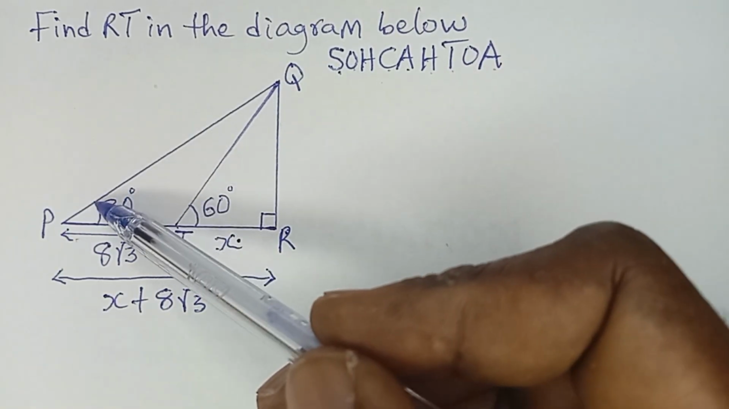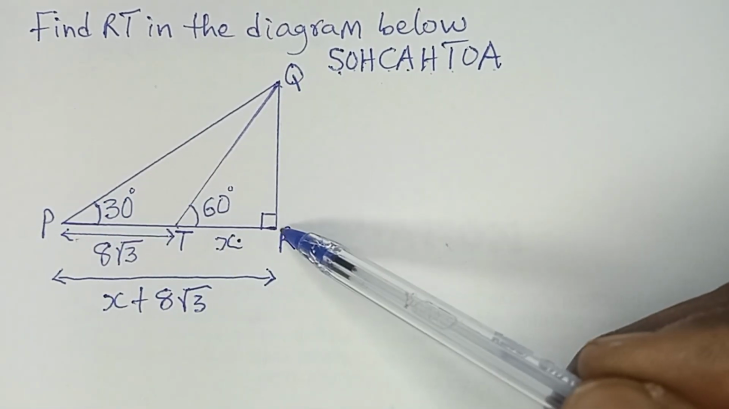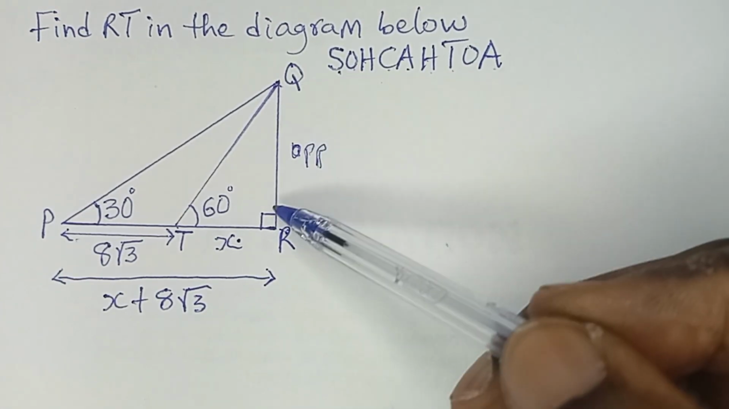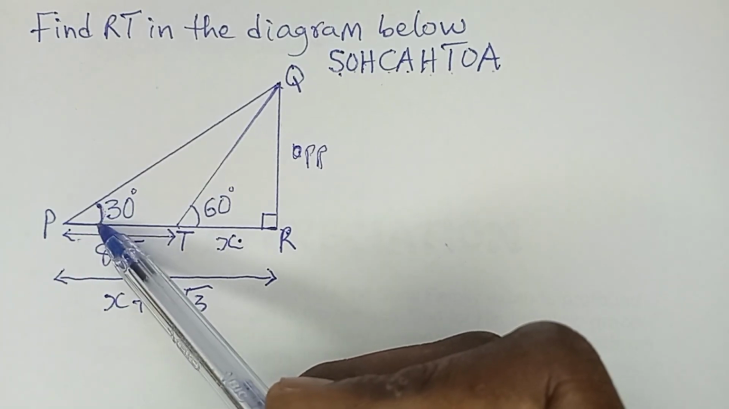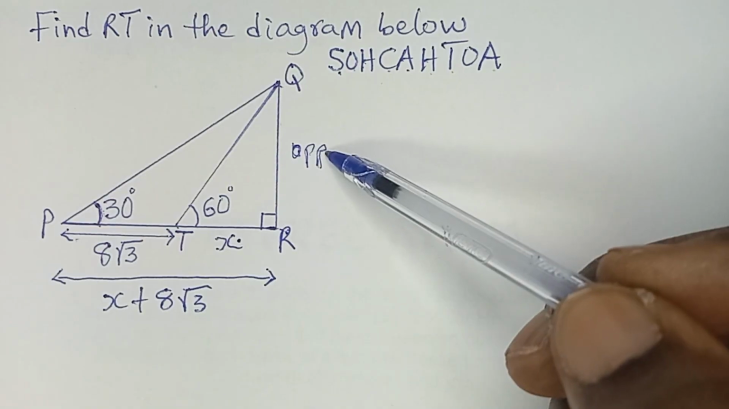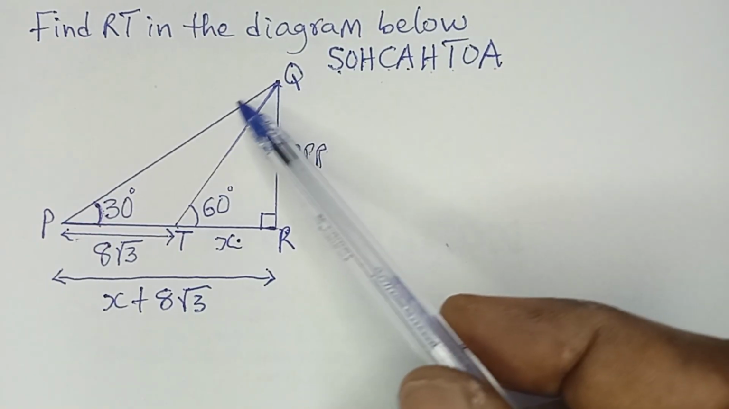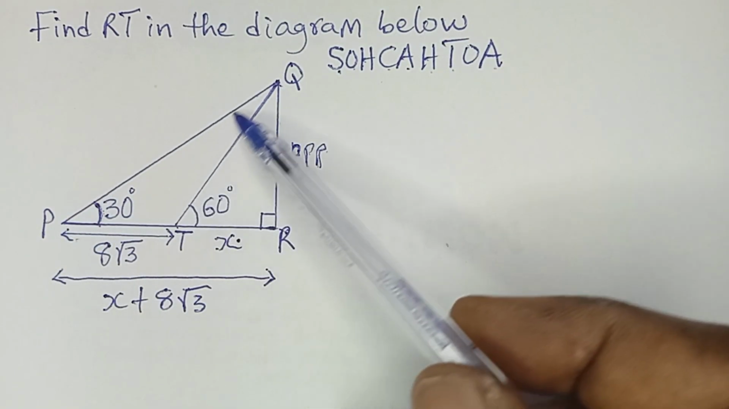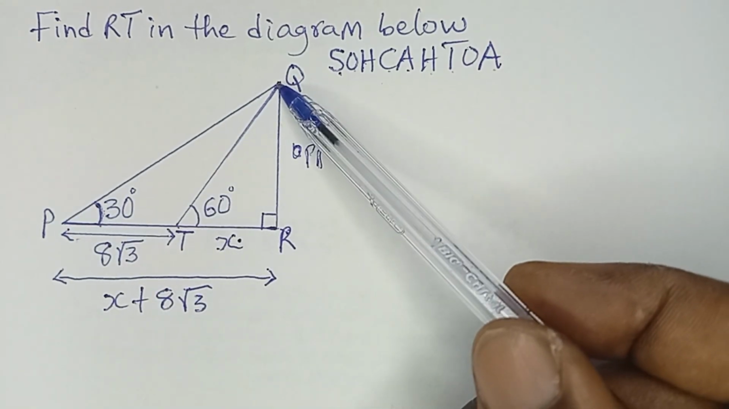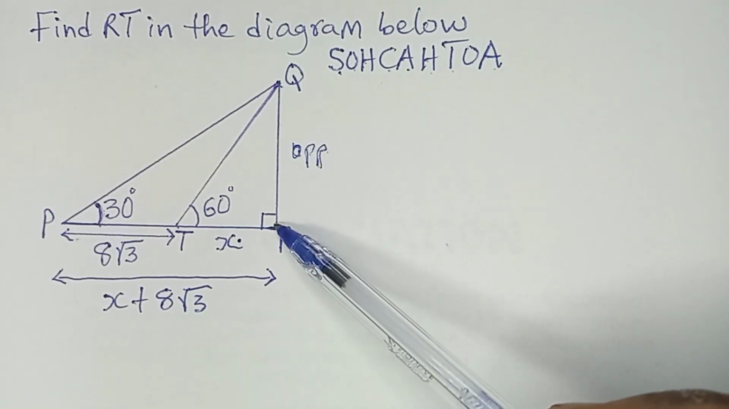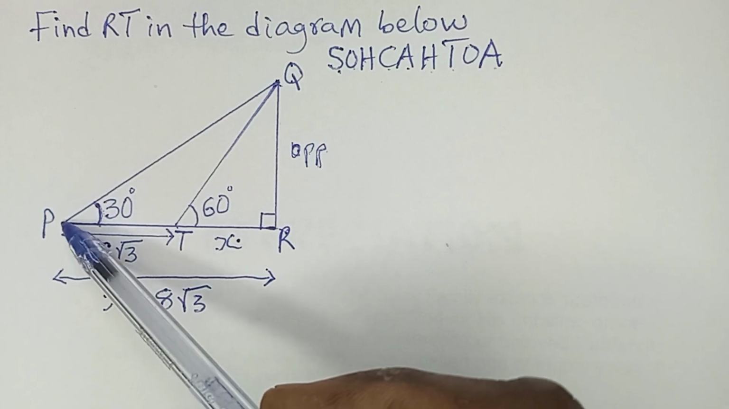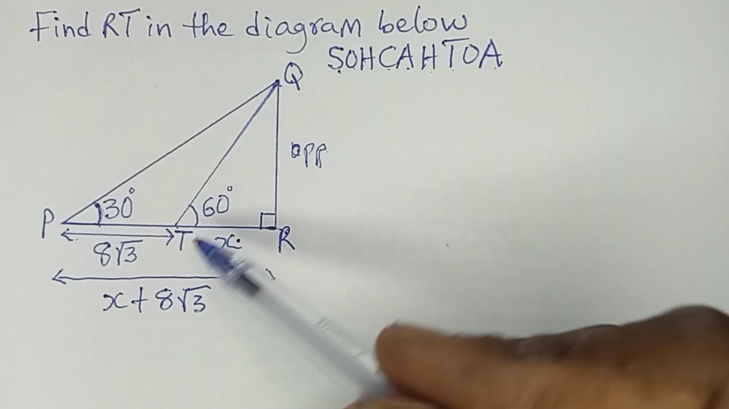Now, using this angle 30, QR is the opposite side, the side that is opposite the given angle. And don't forget that the longest side is always the hypotenuse. There's no debate about the hypotenuse. So once you have identified the opposite and the hypotenuse, automatically the third side becomes the adjacent side.